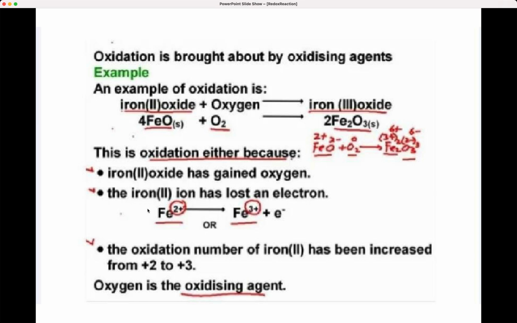Either it can be that, or the iron 2 ion, Fe2+, loses an electron to form Fe3+. Or the oxidation number of iron is increased from plus 2 to plus 3. Here oxygen is the oxidizing agent. So remember the whole concept, and so many points are included over here. Just give it repeated readings.